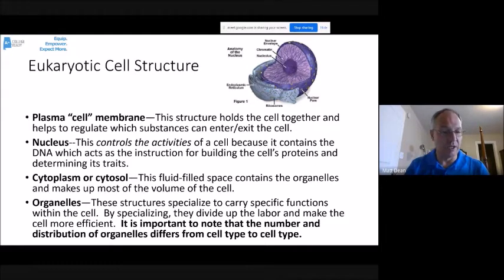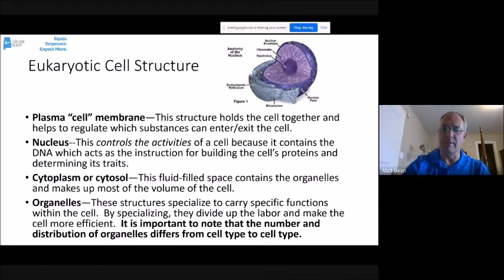One person could build a car, but probably not very well. But if you give each person in an assembly line one job, those individuals become really good at that job, and the car can be built very quickly. That's what organelles do for a cell. Allow certain pieces to specialize, divide up the work, making the cell much more efficient.